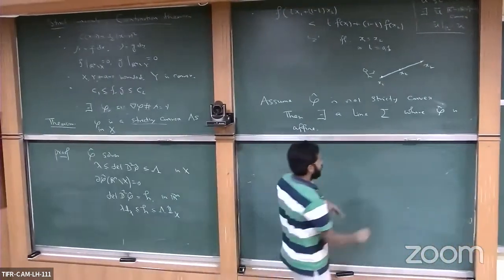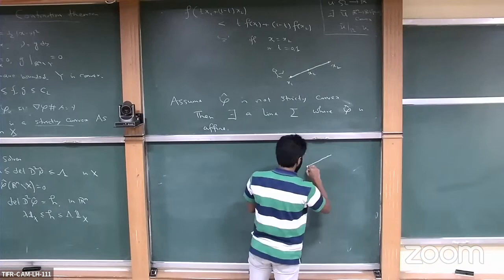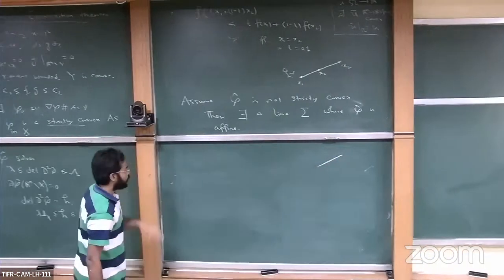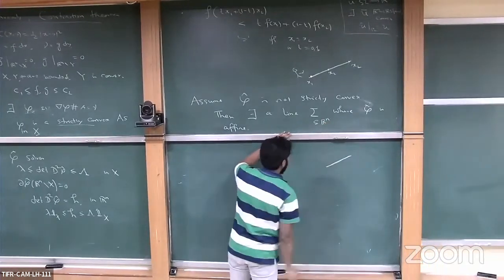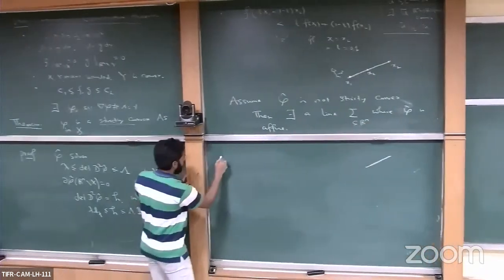This is just a line. I mean, it could be unbounded or bounded. Okay, so I have 4 cases. So let me do it one by one.